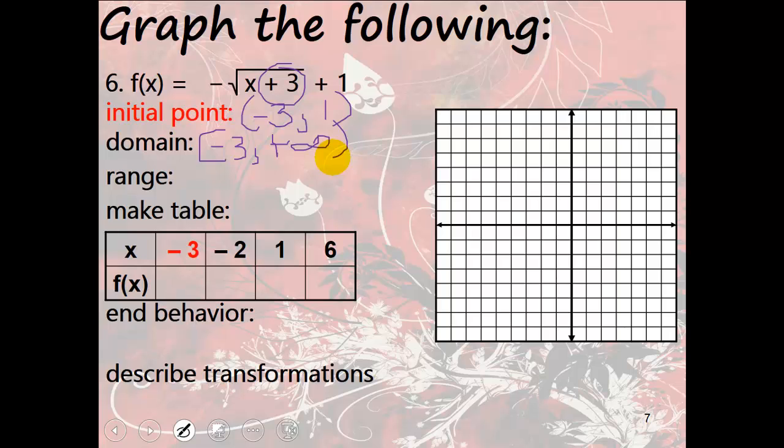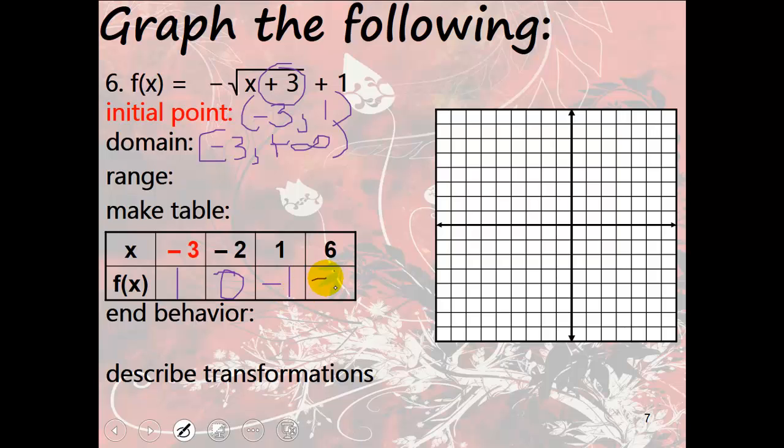I'm going to make my table. If I plug in a negative 3, that goes to 0, and so 0 plus 1 is 1. If I plug in a negative 2, that gives me 1. The square root of 1 is 1. And then the opposite of that is negative 1 plus 1 is 0. You can always plug this into your calculator. 1 plus 3 is 4. Square root of 4 is 2. Negative 2 plus 1 is negative 1. Plugging in 6, square root of 9 is 3. The opposite of that is negative 3 plus 1 is negative 2.